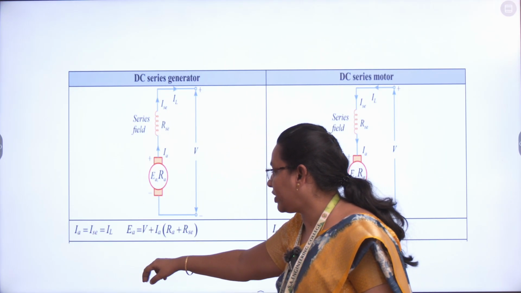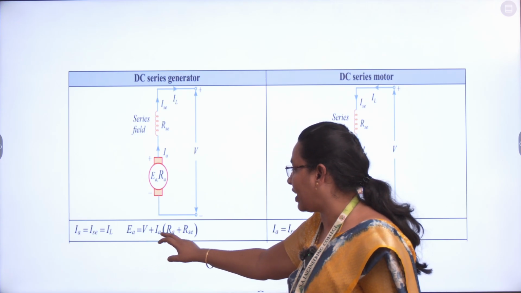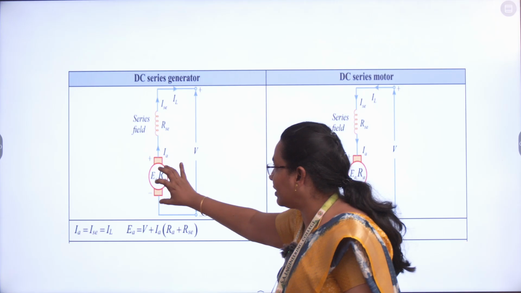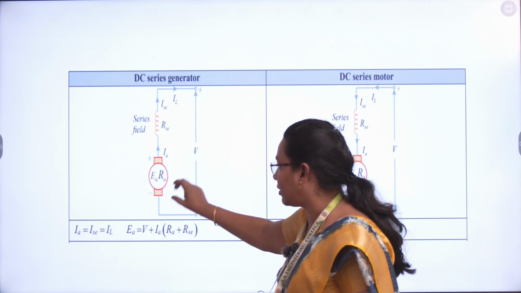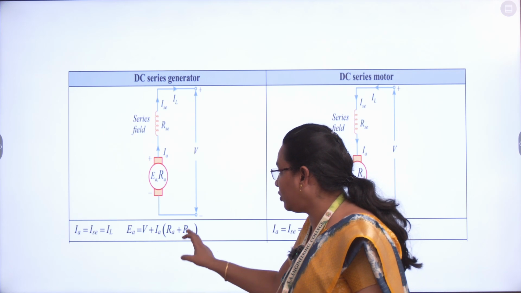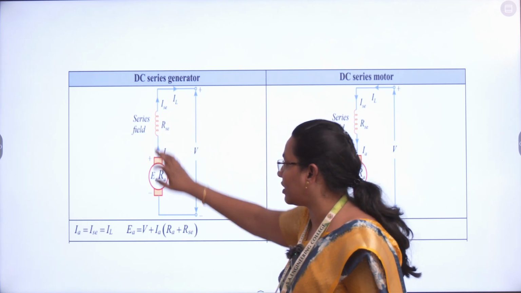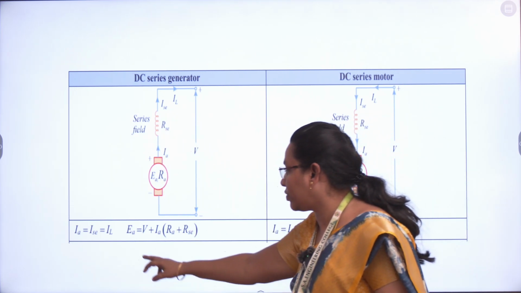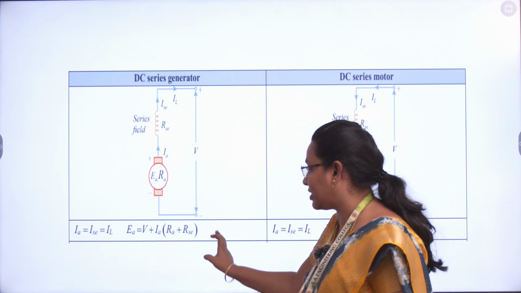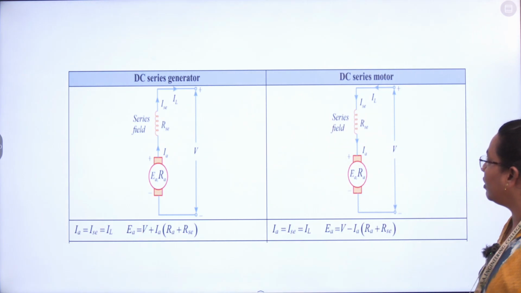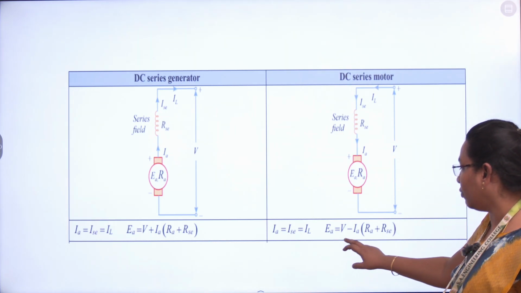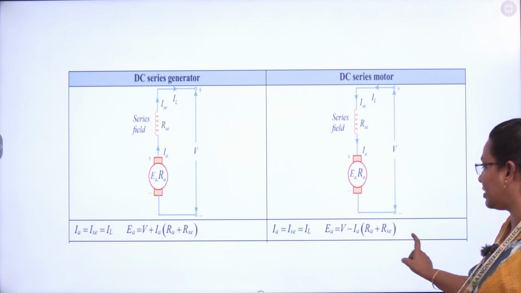Coming to the voltage equation, EA equals V plus IA RA plus IA RSC, because we have the series connection, so the voltage drops across different parts. IA RA is nothing but the voltage across the armature. IA into RSC is nothing but the voltage across the series winding. So the total is V plus IA into (RA plus RSC), where IA is the common factor. While coming to the DC motor, both currents are the same. EA equals V minus IA into (RA plus RSC).